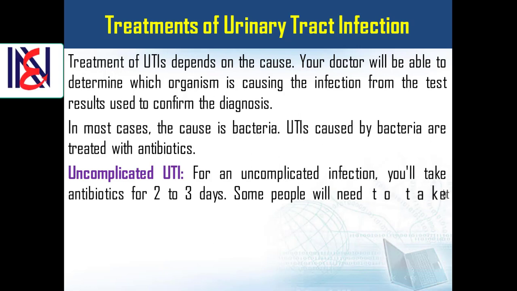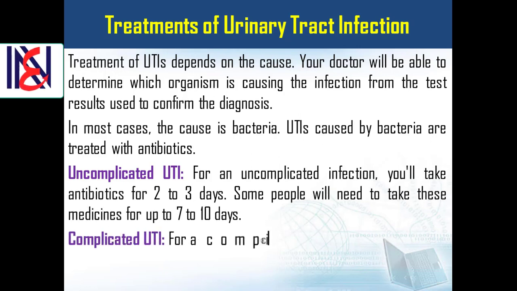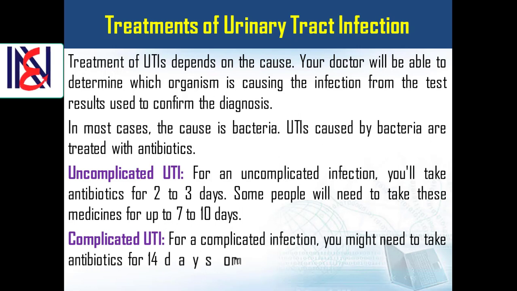Uncomplicated urinary tract infection. For an uncomplicated infection, you'll take antibiotics for 2 to 3 days. Some people will need to take these medicines for up to 7 to 10 days. Complicated urinary tract infection. For a complicated infection, you might need to take antibiotics for 14 days or more.